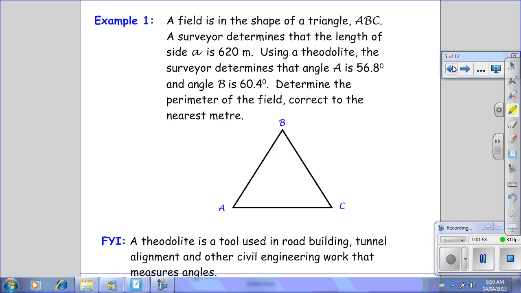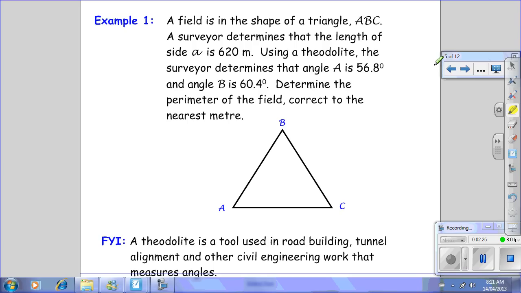Example 1. Remember, we're going to read the question, highlight the key information, and underline what we're looking for. A field is in the shape of a triangle ABC. A surveyor determines that the length of side A is 620 meters. Using a theodolite, the surveyor determines that angle A is 56.8 degrees and angle B is 60.4 degrees. Determine the perimeter of the field correct to the nearest meter.